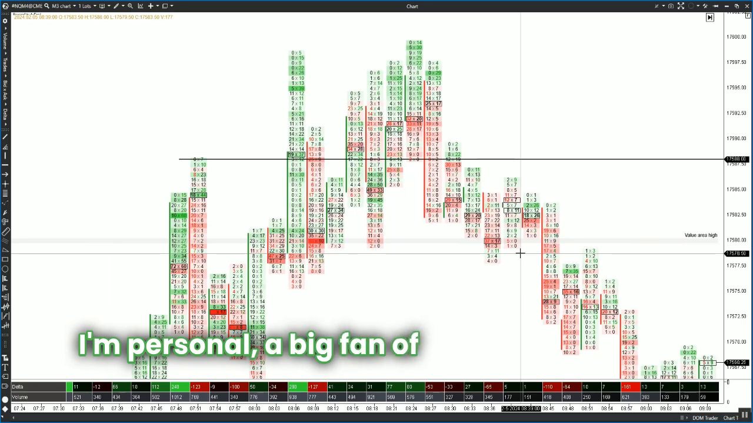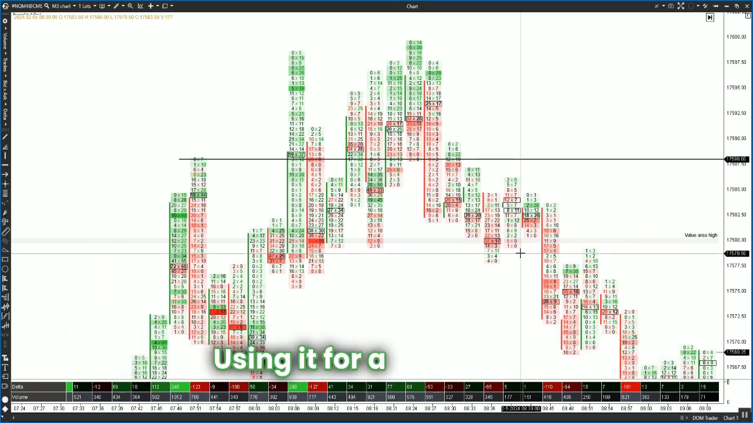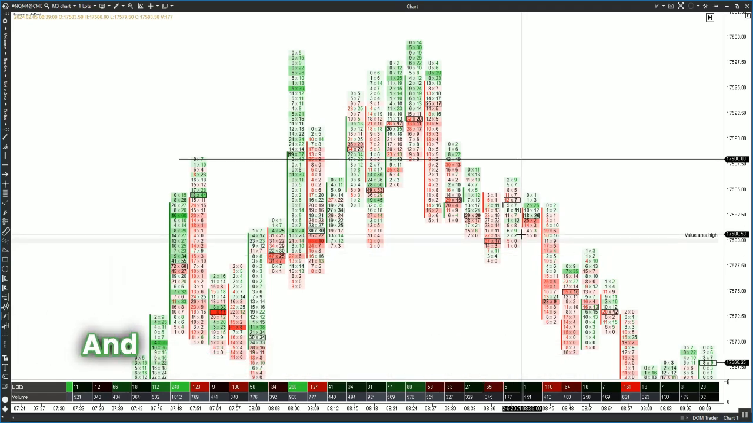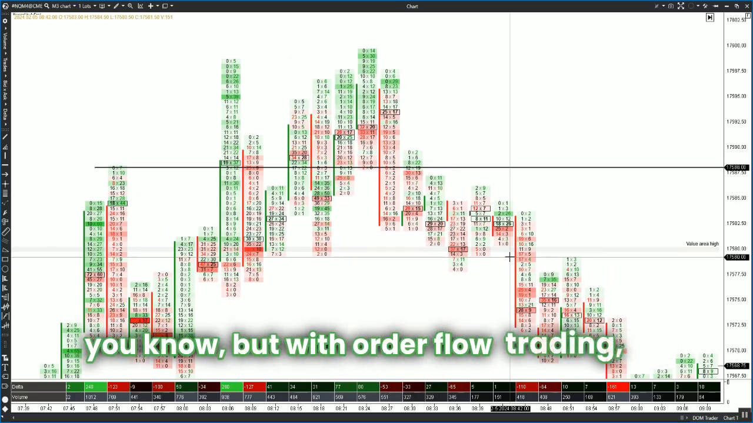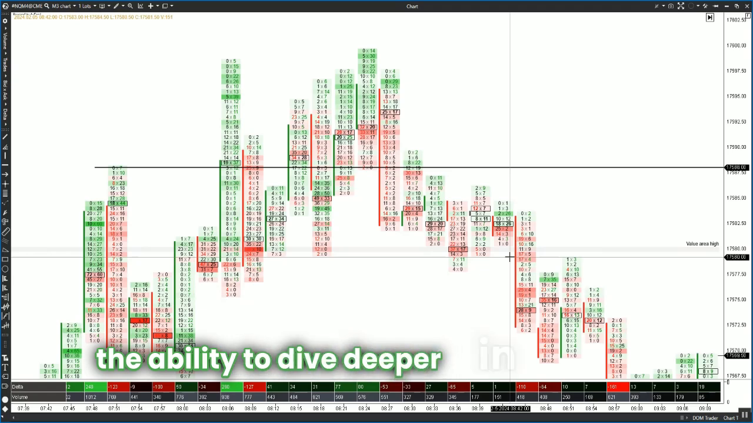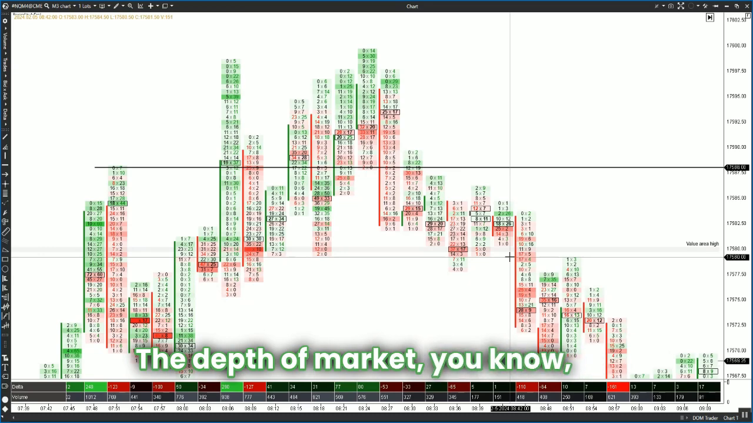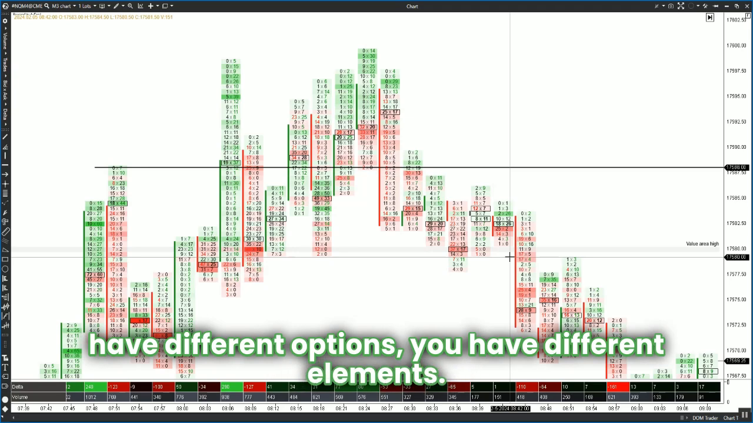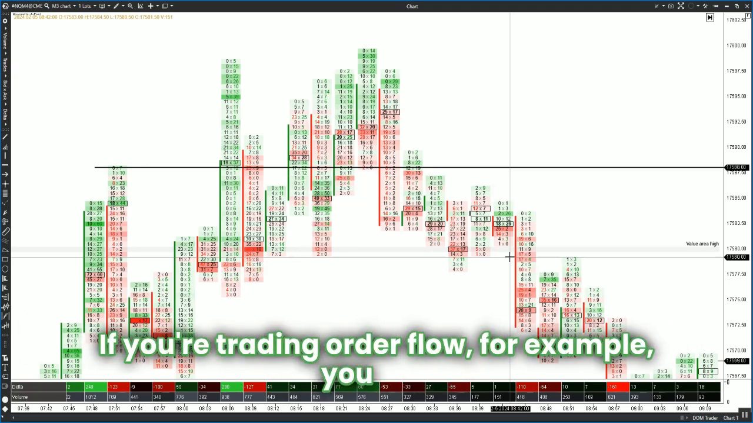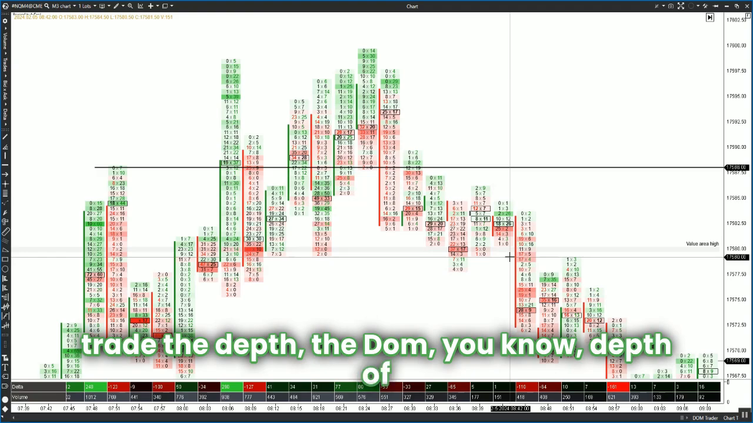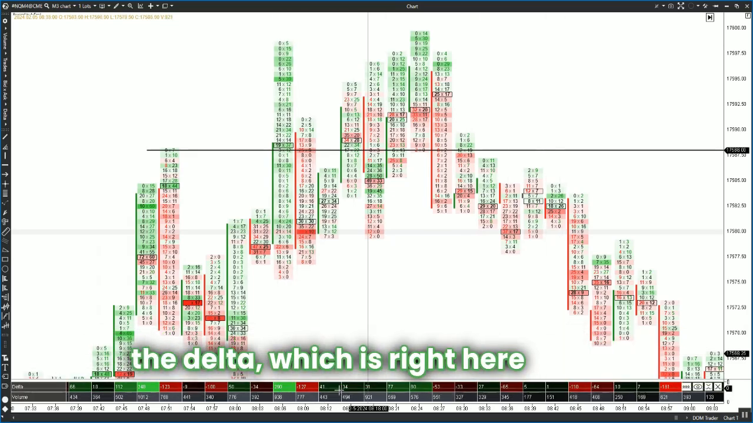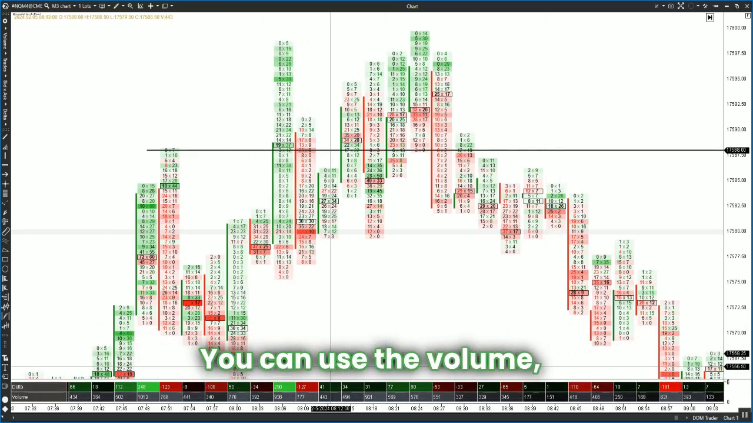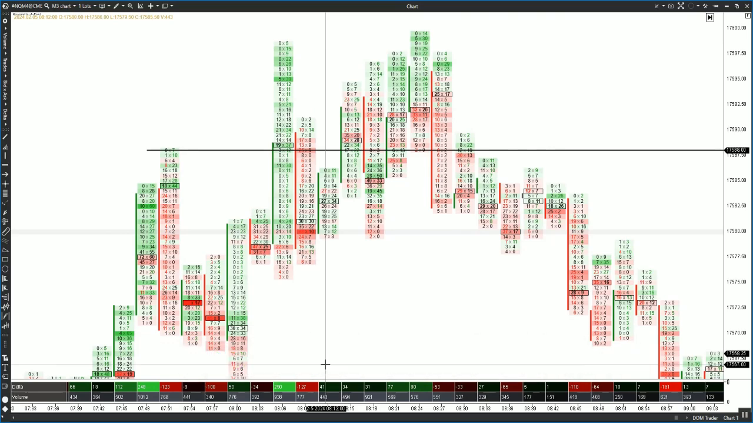I'm personally a big fan of order flow trading software, using it for a while now, trading for a long time, and of course we all started with technical trading. But with order flow trading, you have the ability to dive deeper into the markets, the depth of market. You have different elements if you're trading order flow. For example, you can trade the depth, the DOM, depth of market. You can use the footprint. You can use the delta, which is right here below. You can use the volume. I use a combination of the three.